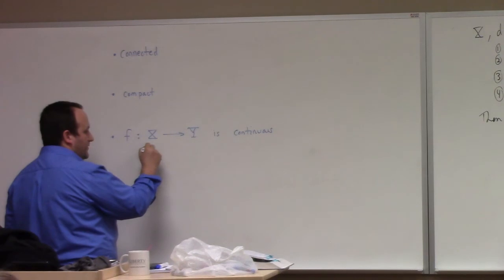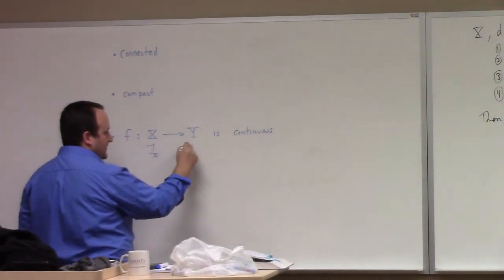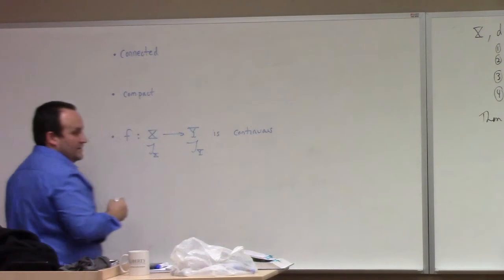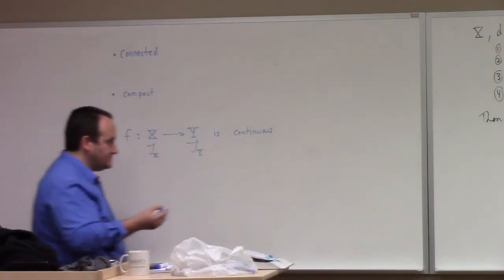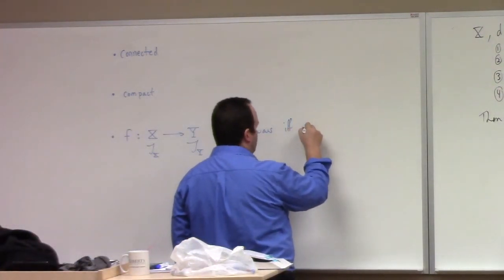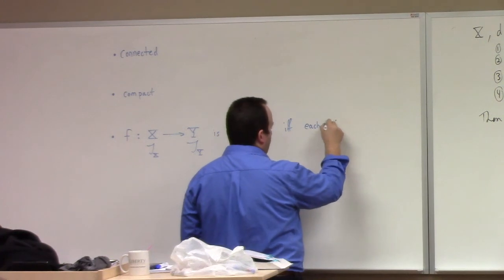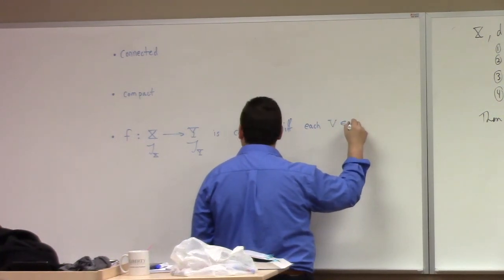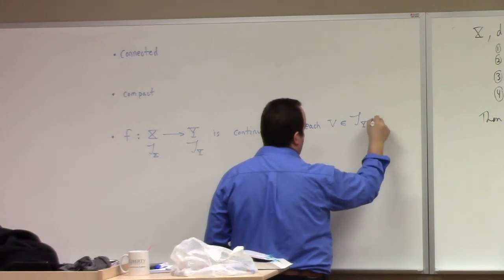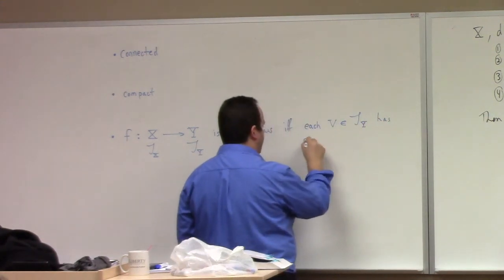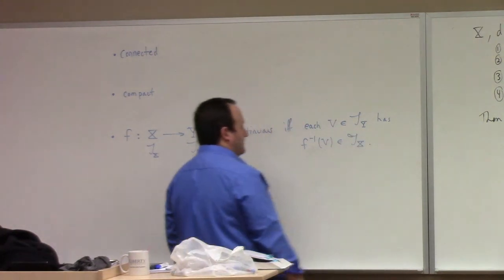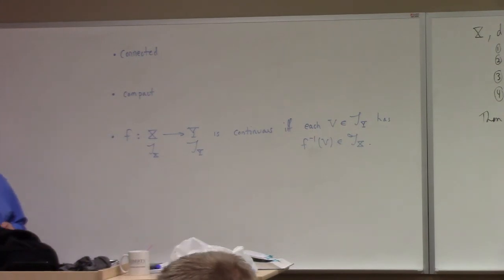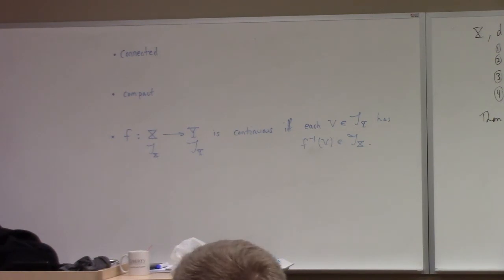So here, we assume we've got some topology on X. We assume we've got some topology on Y. And F is said to be continuous if and only if each V in the topology of Y has F inverse of V in the topology on X. Let me put that into words. What that says is that the inverse image of an open set must be open.